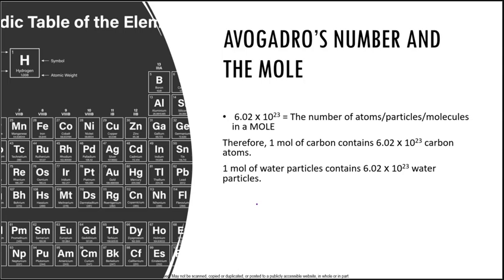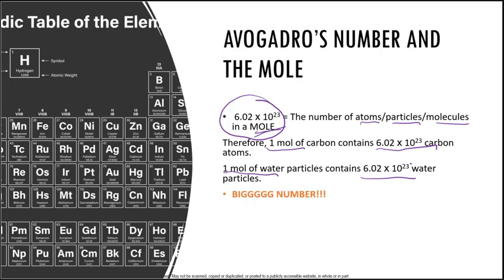Okay, so you get the idea of the dozen. 1 dozen, 12 eggs. Well, 1 mole is 6.02 times 10 to the 23rd atoms, particles, molecules. Those are all kind of used interchangeably, okay? In 1 mole. So 1 mole of carbon contains 6.02 times 10 to the 23rd carbon atoms. 1 mole of water contains 6.02 times 10 to the 23rd water particles, or water atoms, or water molecules. So 1 mole of something is 6.02 times 10 to the 23rd.